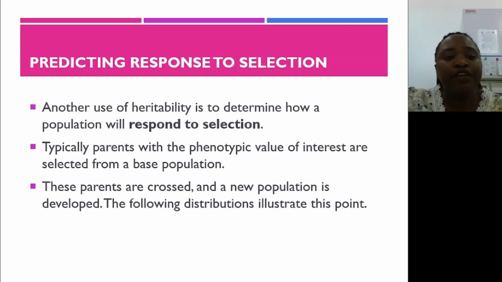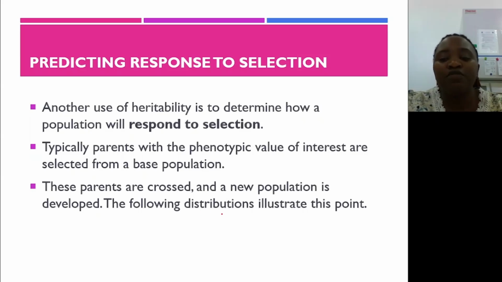Then another thing we can do is predicting response to selection. So another use of heritability is to determine how a population will respond to selection. Typically, parents with the phenotypic value of interest are selected from a base population. This has been used even traditionally, where we select parents from a base population so that we can observe how our offspring will be. So these parents will be crossed and a new population is then developed.